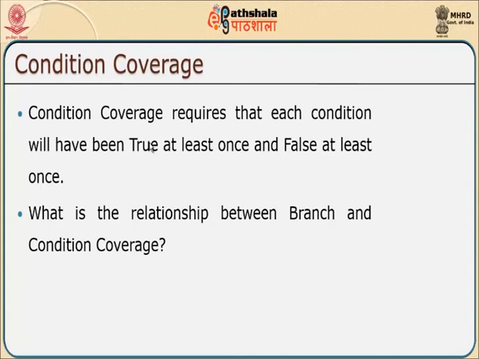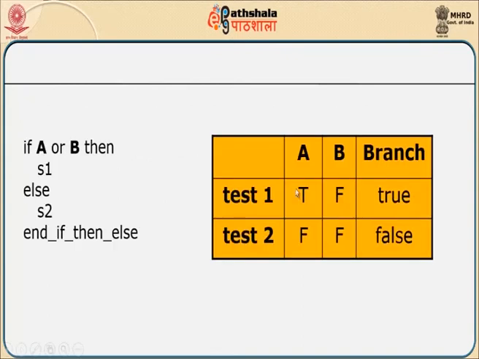So, after having understood condition coverage, we can now correlate this condition coverage with the branch coverage. Is there any relationship between condition coverage and branch coverage? If you look at the test cases for a particular statement being executed like this: if A or B, then execute statement 1, else execute statement 2, an if-then-else. So, for test condition 1, if A is presumably true, then the branch is true, and for condition 2, both the statements are false, then the branch coverage need not be done.